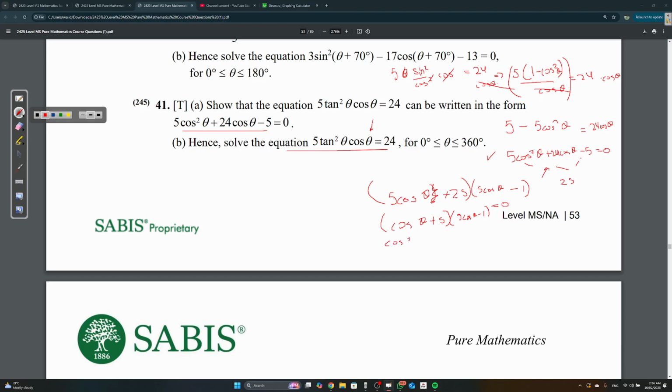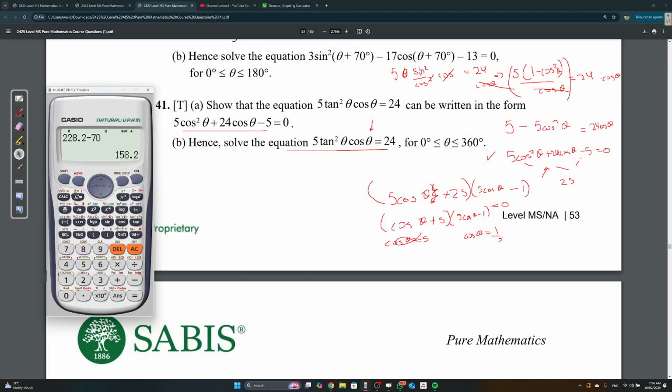You're going to get cosine theta is equal to minus 5, which is rejected. I told you why, because cosine is between minus 1 and 1. And then here cosine theta is equal to 1 over 5. Solve, shift cosine 1 over 5. You get 78.5.